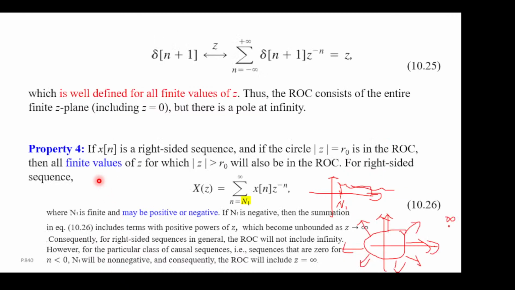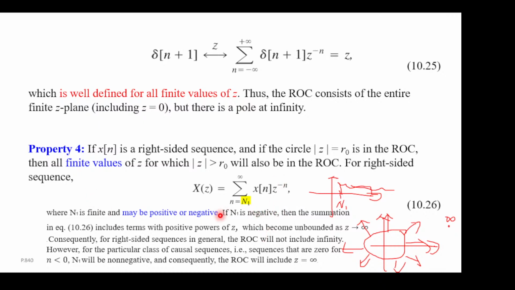We can see the divergence at infinity algebraically. So your n1 is negative, and you start with some negative n in x[n], so you are getting terms with z to the minus n with negative n, which gives a positive power of z, like z and z squared, etc. And once again, as we said in a previous property, the positive power of z can diverge when z goes to infinity.